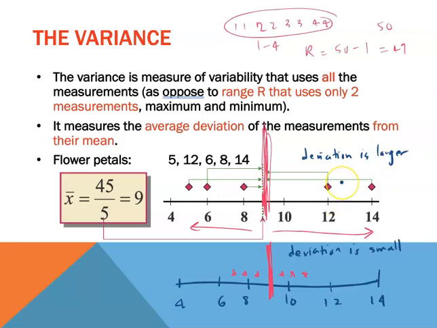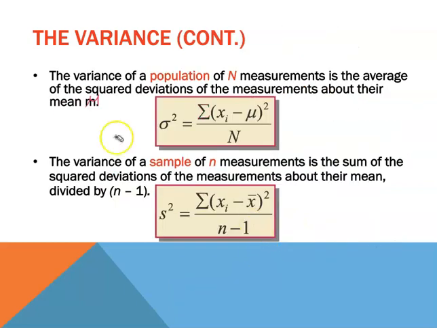Okay, so it tells you how far your data is from the center. If your data is far away from the center, your deviation is large. If your data is closer towards the center, your deviation is small. Okay, so we have two equations here. The variance of a population of n measurements is the average. Okay, what does average mean? Remember, the equation for average is this one over here.